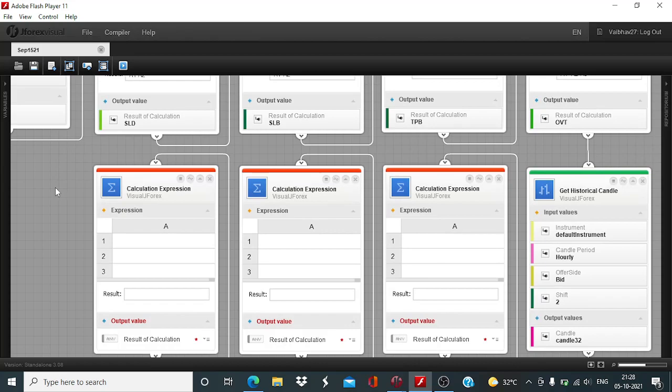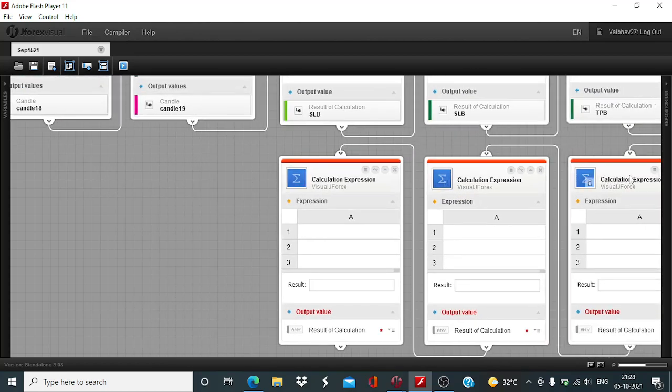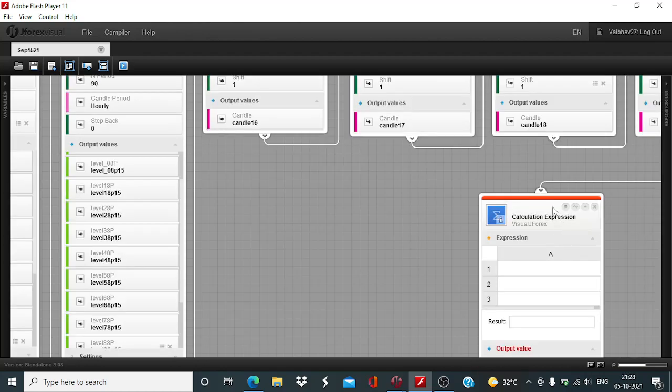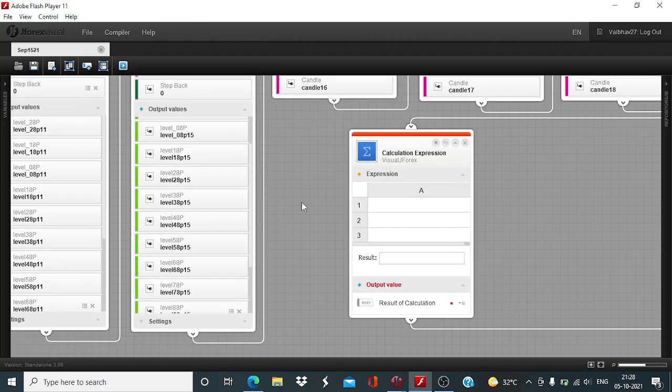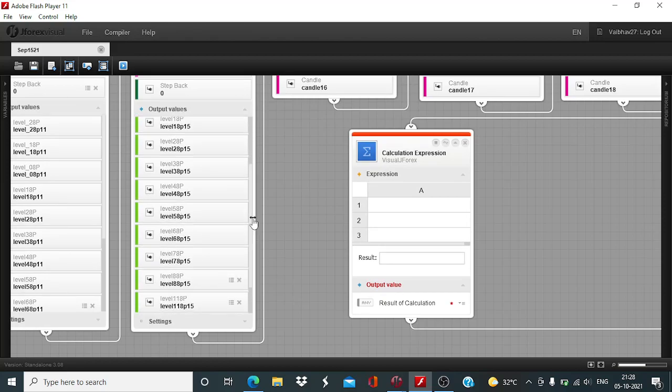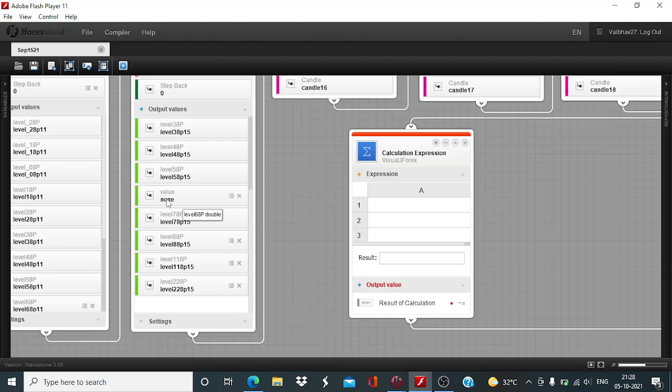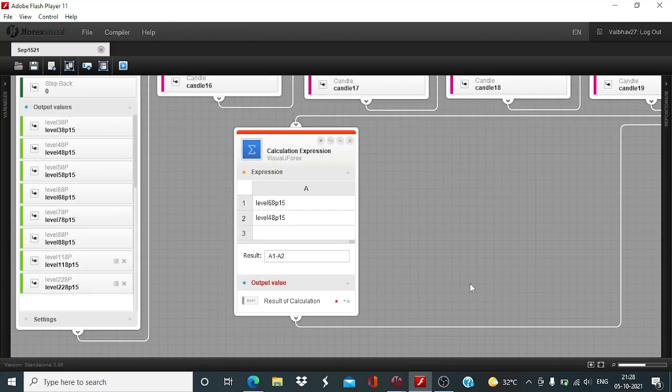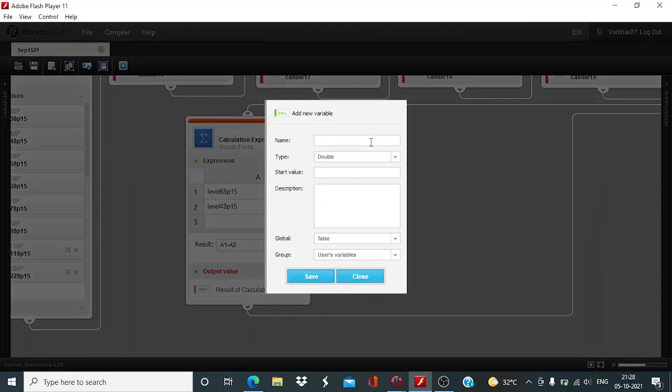Now here we take the difference. This is going to be higher, so we deduct the level 48P15 from level 68P15, and this is going to be A1 minus A2 as per the Excel convention, and this will be the difference which we will utilize to set the stop loss.